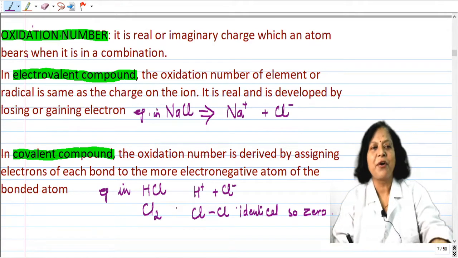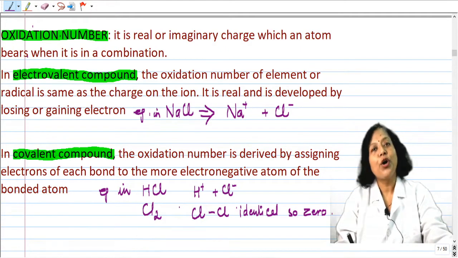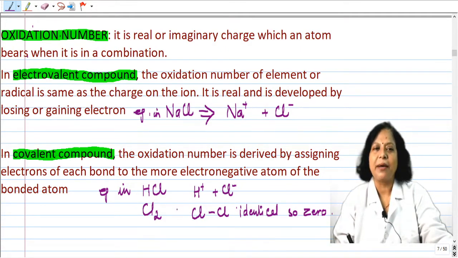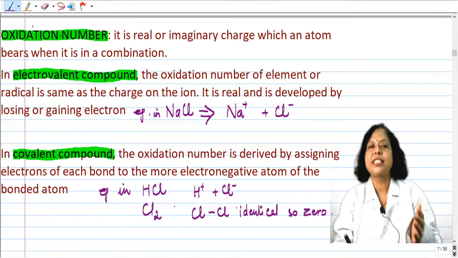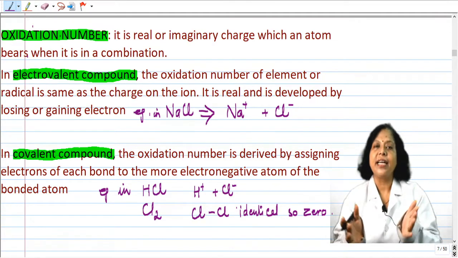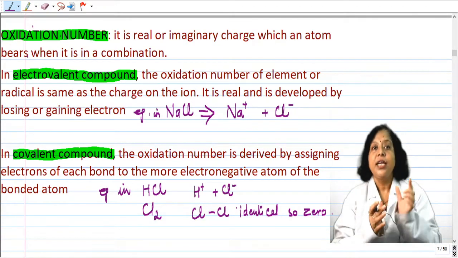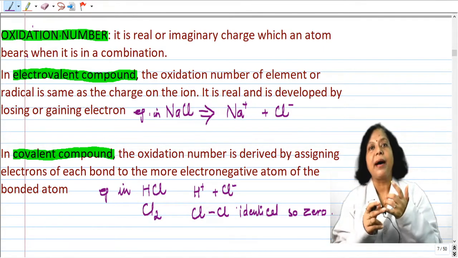Hello students, we are going to take up the oxidation number. Right. Now what do you understand by the term oxidation number? It is a real or imaginary charge which is there on the atom when the atom is in combination state. Now children, what is valency? It is the combining capacity.